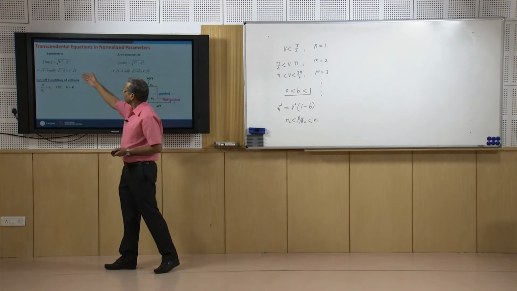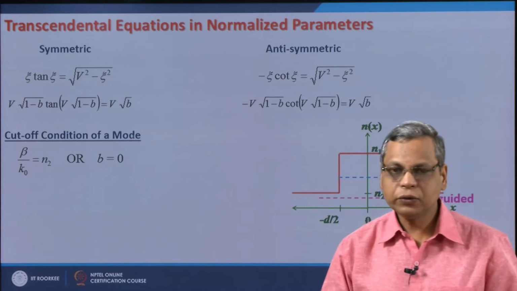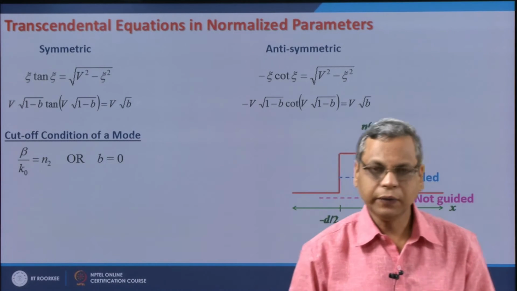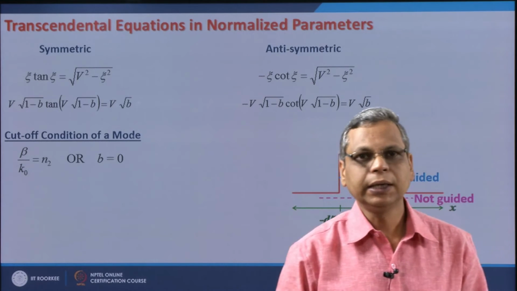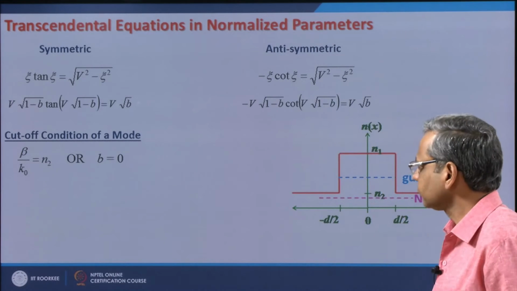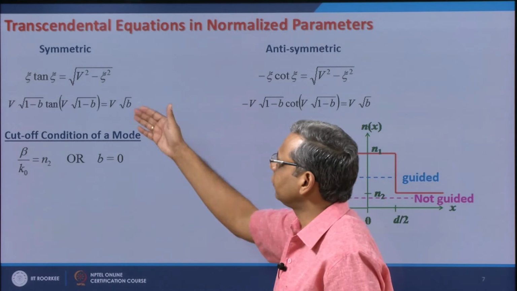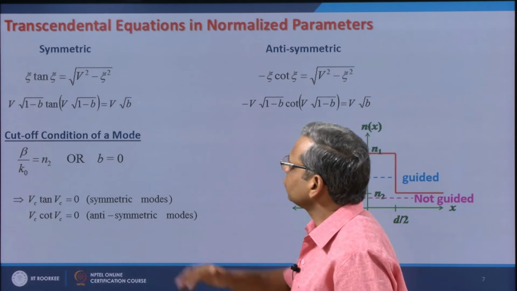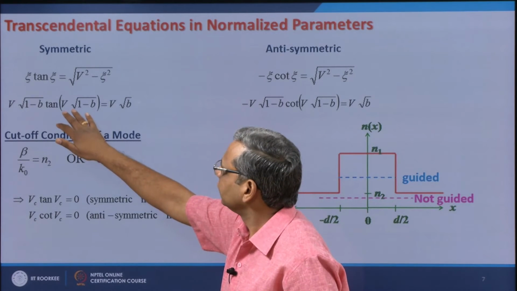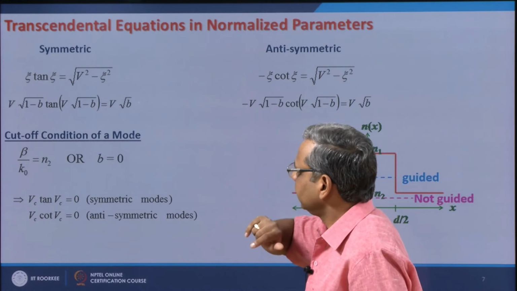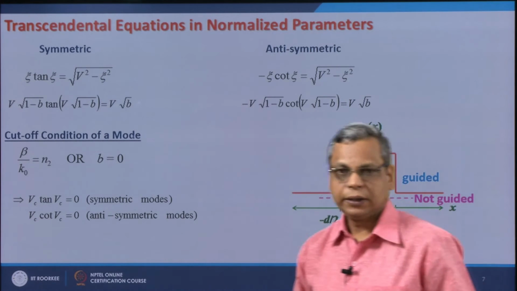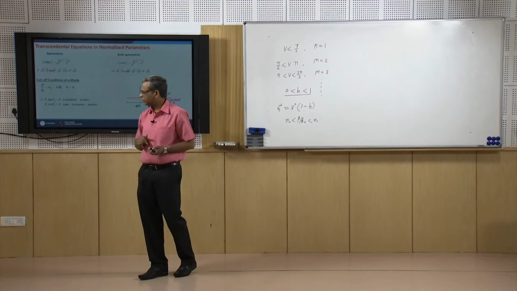So from here I can immediately find out for what values of V, for what values of normalized frequency, a mode would be cut off. So I simply put B is equal to 0 here, then the solutions of the equation that I get will give me the cutoffs of the modes.